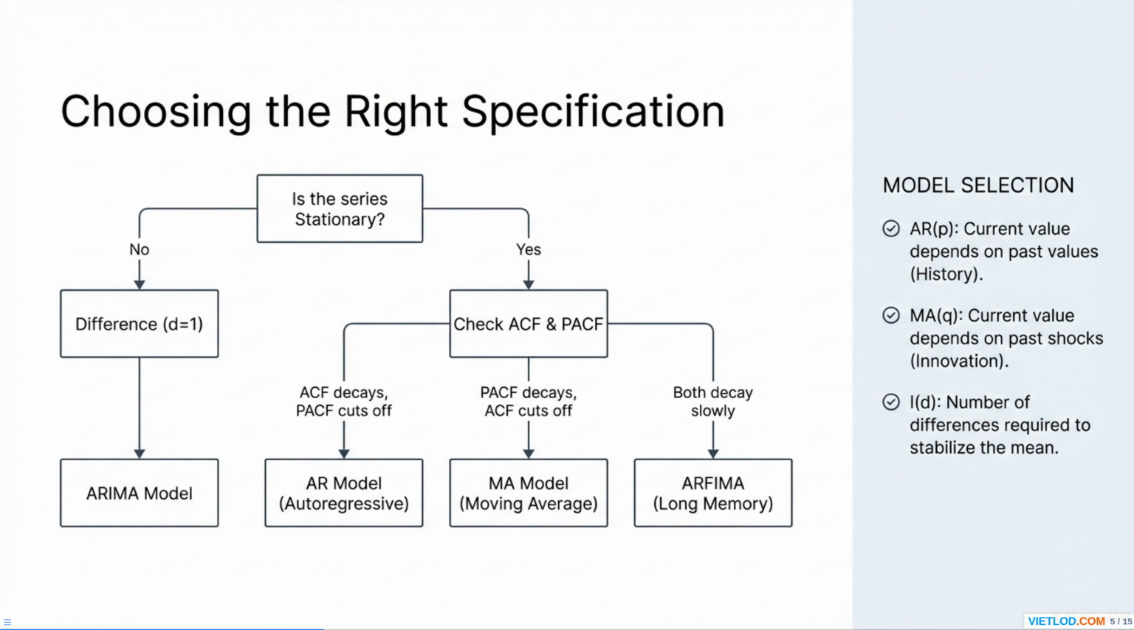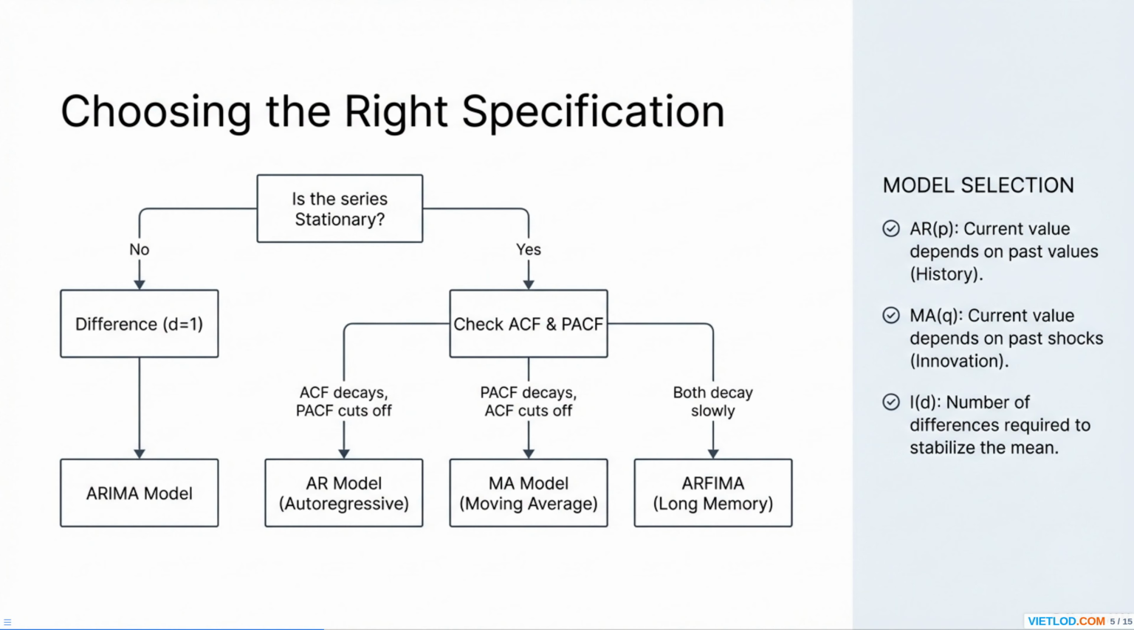If the series is stationary, we then proceed to examine its autocorrelation function, or ACF, and partial autocorrelation function, PACF, plots. When the ACF decays gradually, but the PACF cuts off abruptly after a few lags, it suggests an autoregressive, or AR model. An AR(p) model implies that the current value of the series primarily depends on its own past values, reflecting its historical patterns.